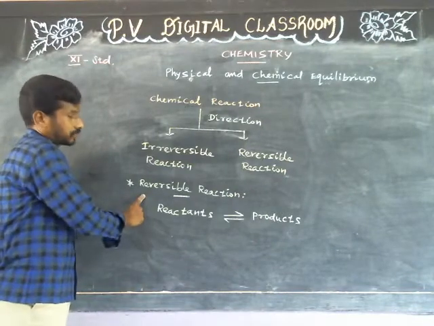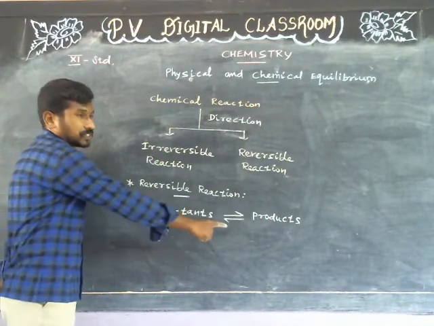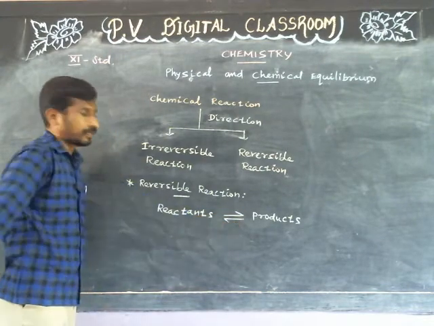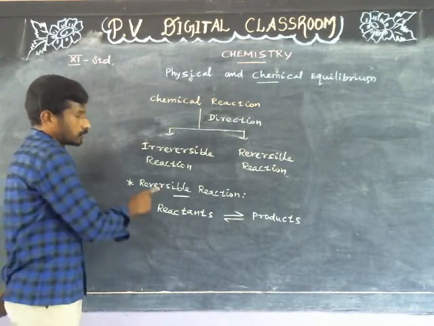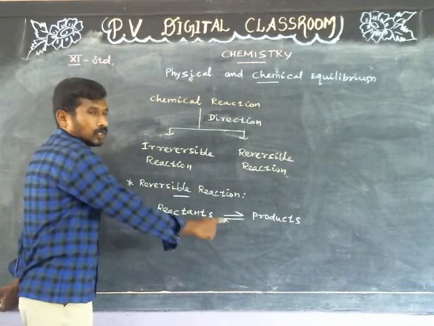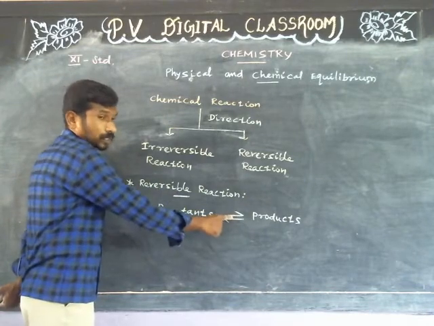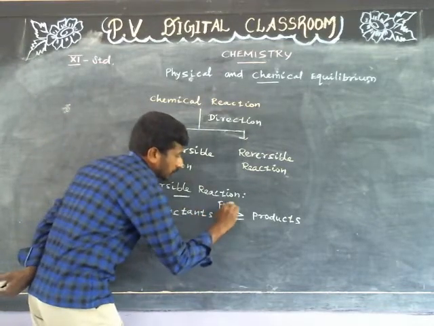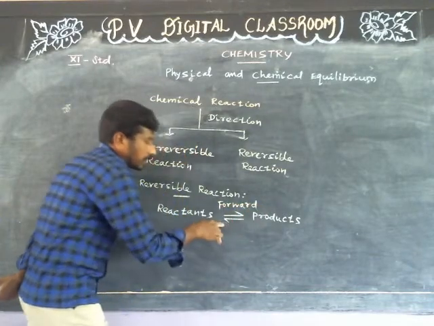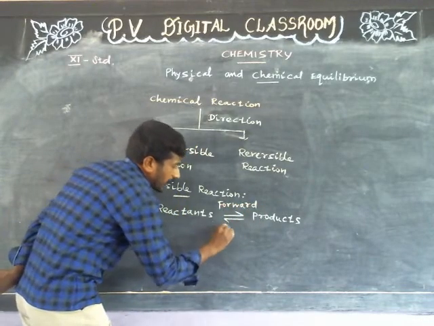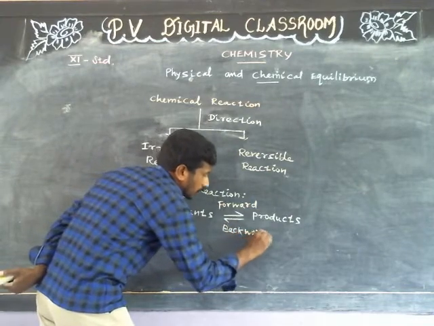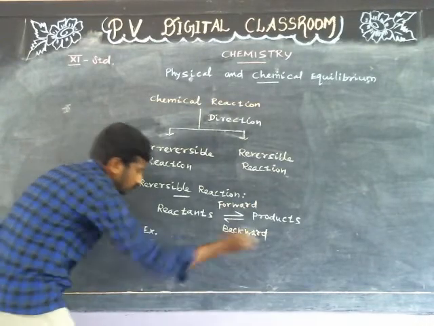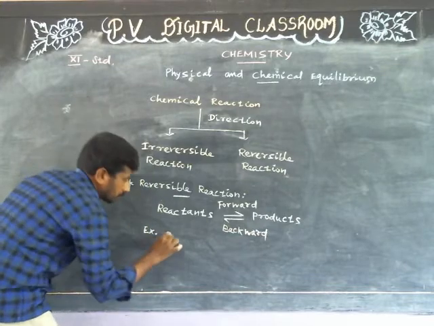Then reversible reaction. A reaction which proceeds in the forward direction and backward direction simultaneously is called a reversible reaction. A reversible reaction is represented by two half arrows. The upward half arrow indicates the forward reaction. The downward half arrow indicates the backward reaction. Example: decomposition of ammonium chloride.